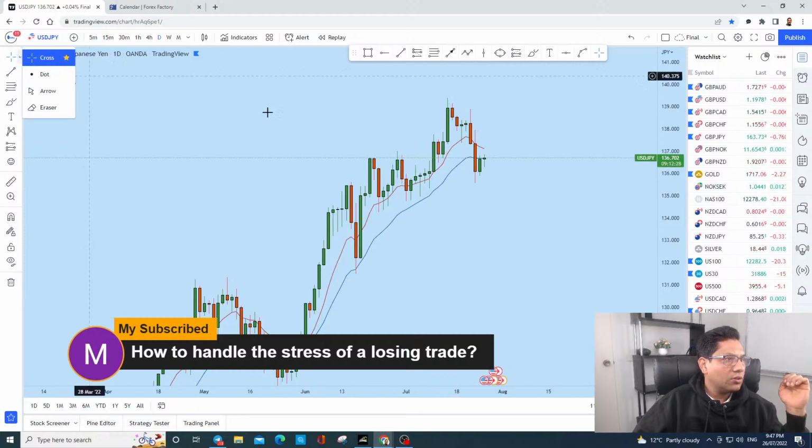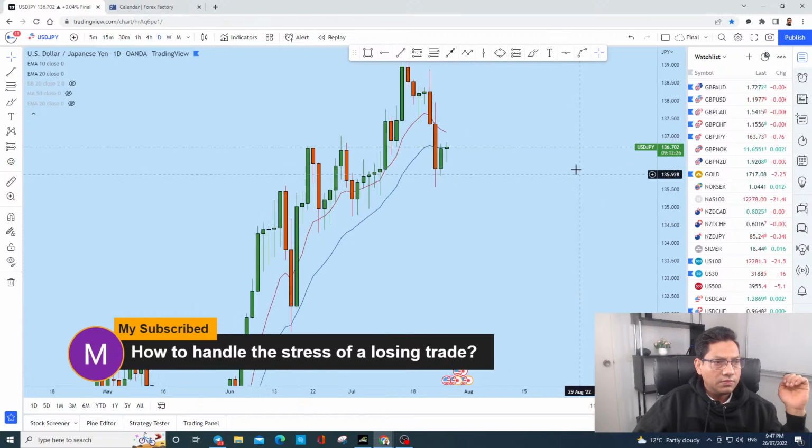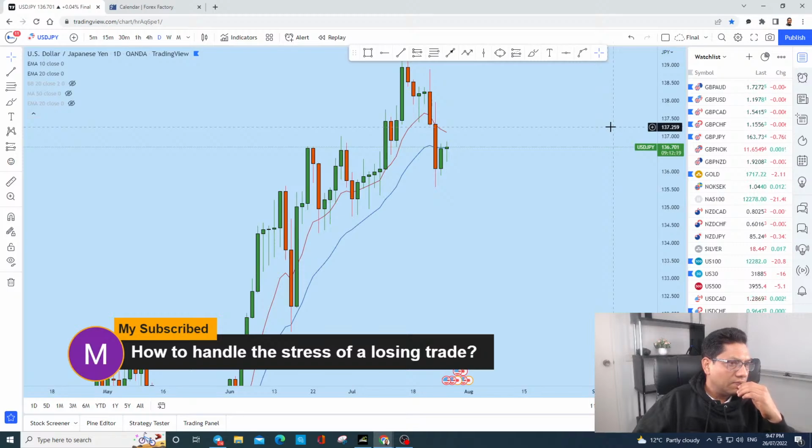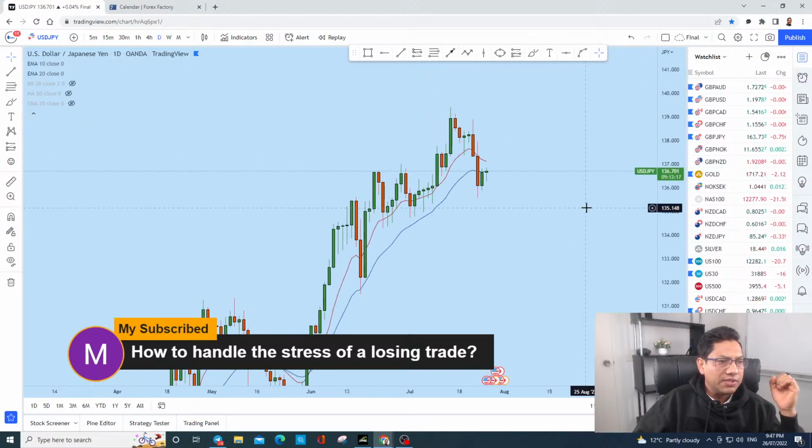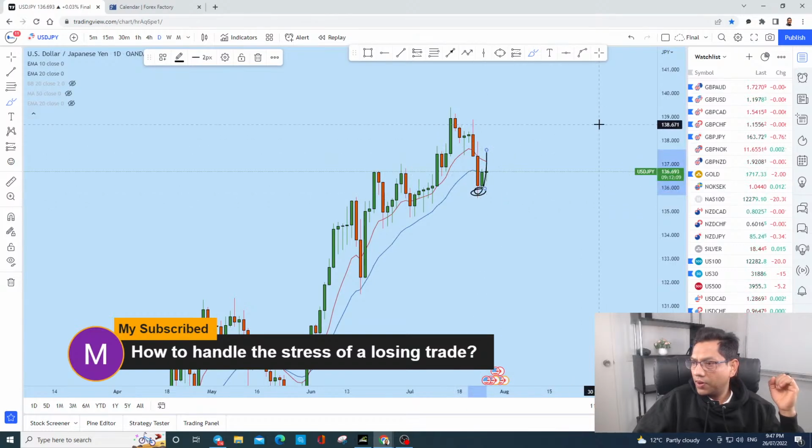So let's look at the daily. Now dollar yen, this is the daily time frame. You can see that from this zone, after the previous days' little bit of uprise.